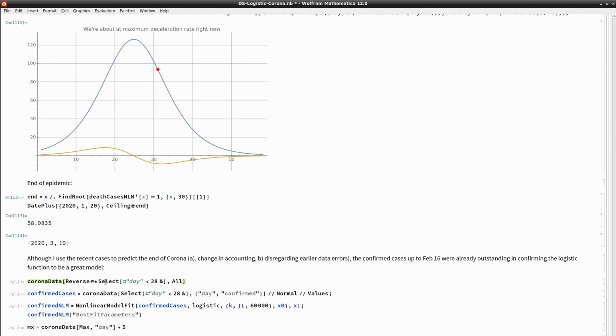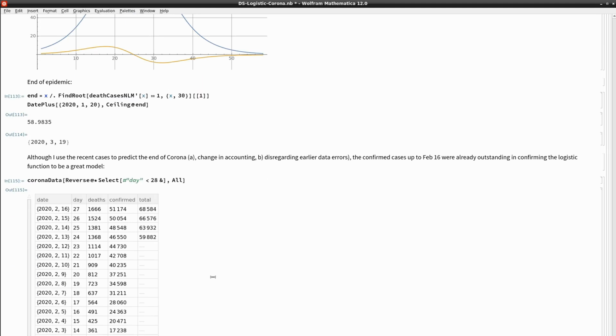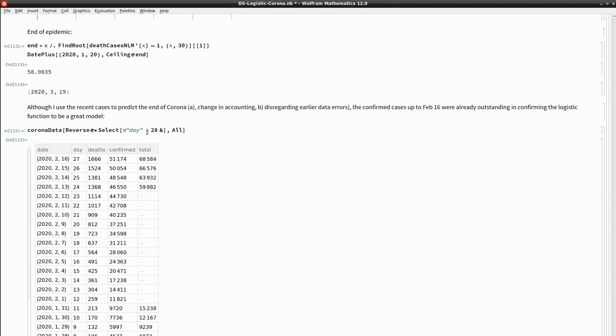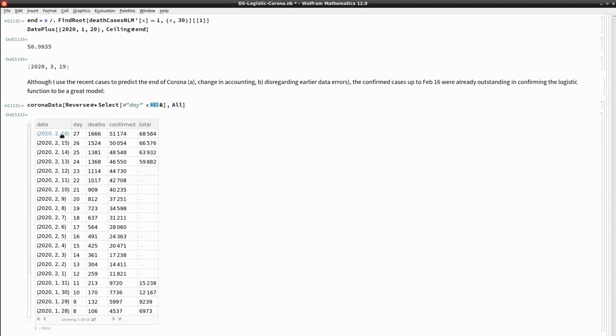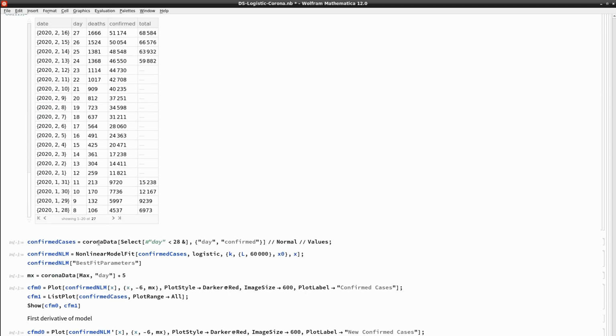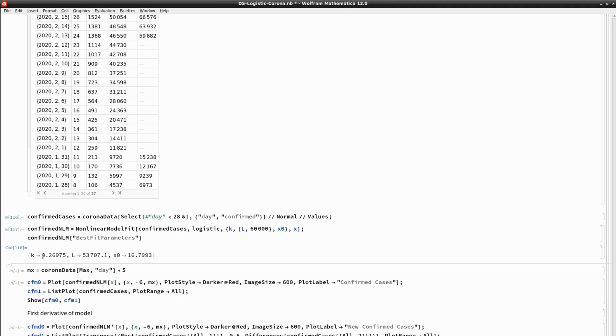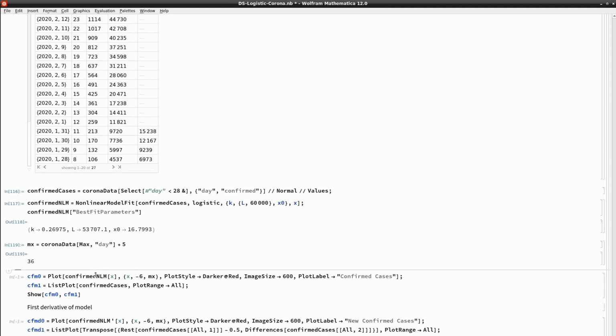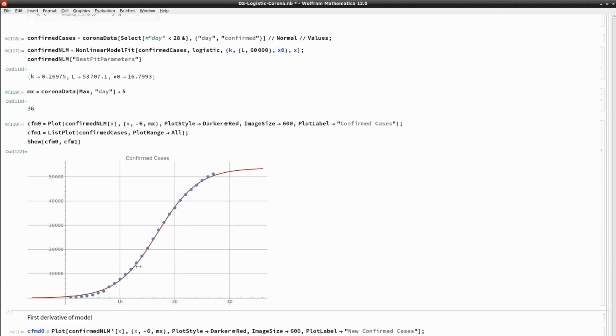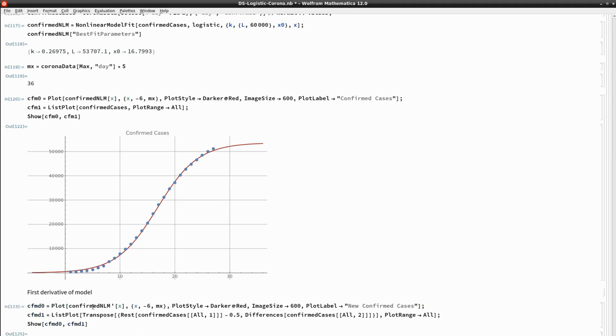So let's select all the days that are less than day 28, so that goes up to the 16th. And if we are now trying to build a model, then we are getting a new set of parameters. And when we plot this, we're getting, I think, an absolutely wonderful fit for our model and the data. Let's look at the first derivative.